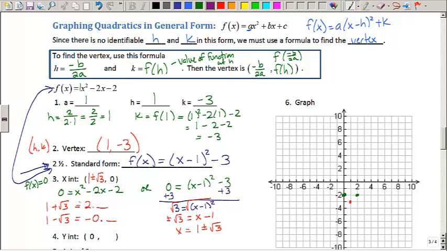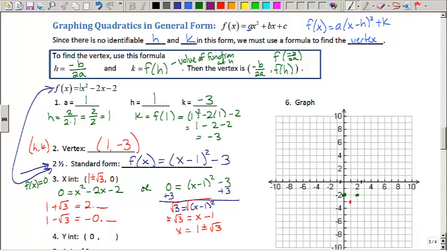But this is probably all you really need. 2 and a little bit, and negative 0 and a little bit. Let's plot those 2 points. 2 and a little bit will be right over here. As long as it's between 2 and 3, that's good enough for me. Negative 0 and a little bit will be between 0 and negative 1.